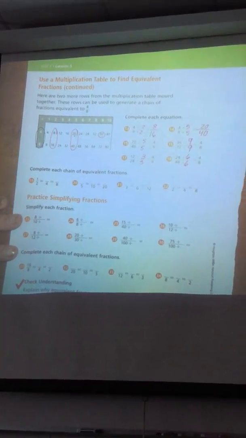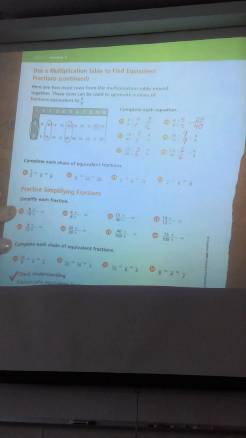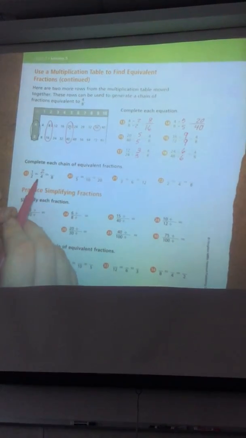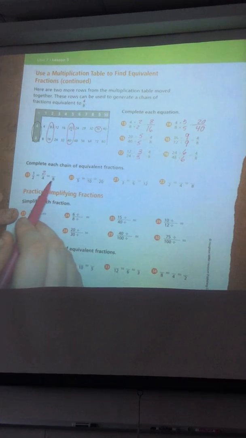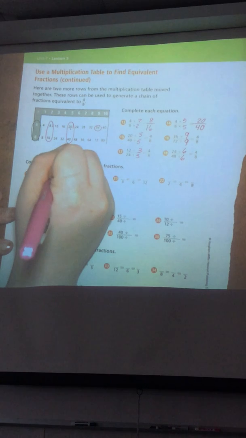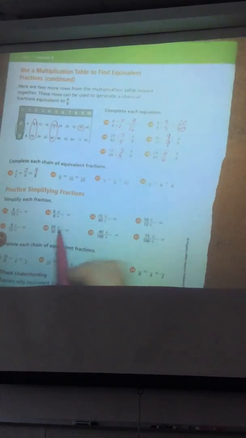So remember, if we multiply by the bottom, we have to multiply the same by the top. So 1 times 2 equals 2. And then we're going to keep going on the chain. So we're going to keep multiplying by 2. So 2 times 2 equals 4. Good. Okay, let's do the same thing with this one.